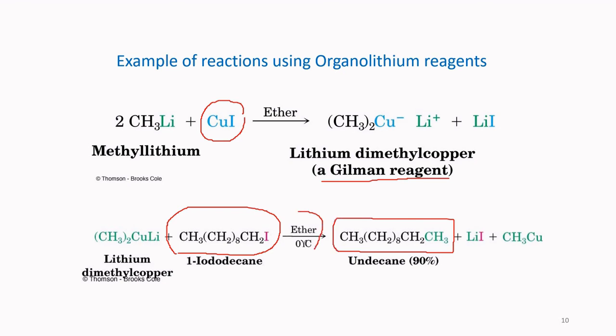Please take a look at the condition of the reaction. As I have mentioned before, this reagent is more reactive compared to the Grignard reagent. Normally, when we do a Grignard reaction, the temperature is around 35 degrees Celsius. But if we use organolithium, the reaction can be done at 0 degrees Celsius, which is very mild compared to the Grignard reaction. So this proves how this reaction is actually more reactive compared to the Grignard reaction.